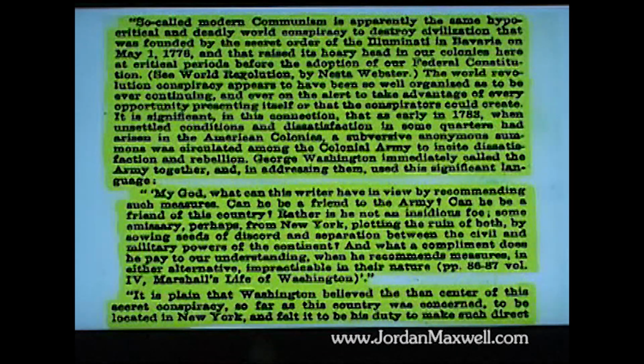Rather, is he not an insidious foe, some emissary perhaps from New York, plotting the ruin of both by sowing seeds of discord and separation between the civil and military powers of the continent? And what a compliment does he pay to our understanding when he recommends measures which are either alternative and impractical in their nature." He goes on to say, "It is plain that Washington believed that the center of this secret conspiracy, so far as this country was concerned, to be located in New York, and felt it to be his duty to make such an allusion.